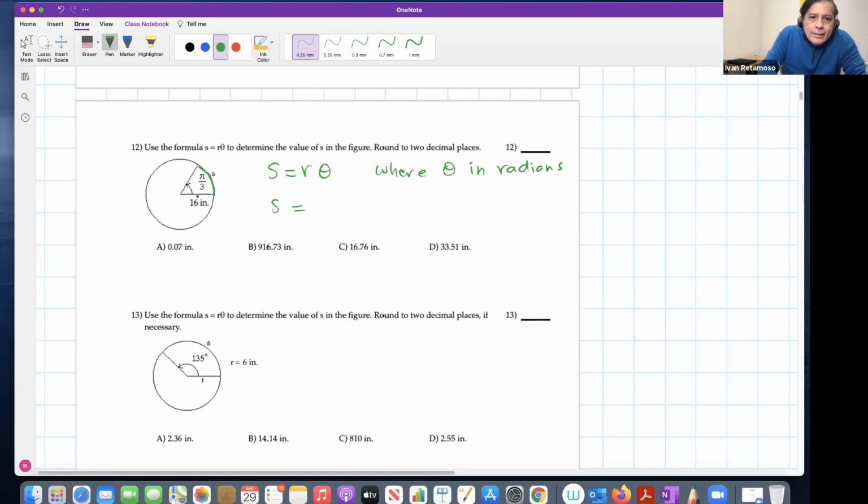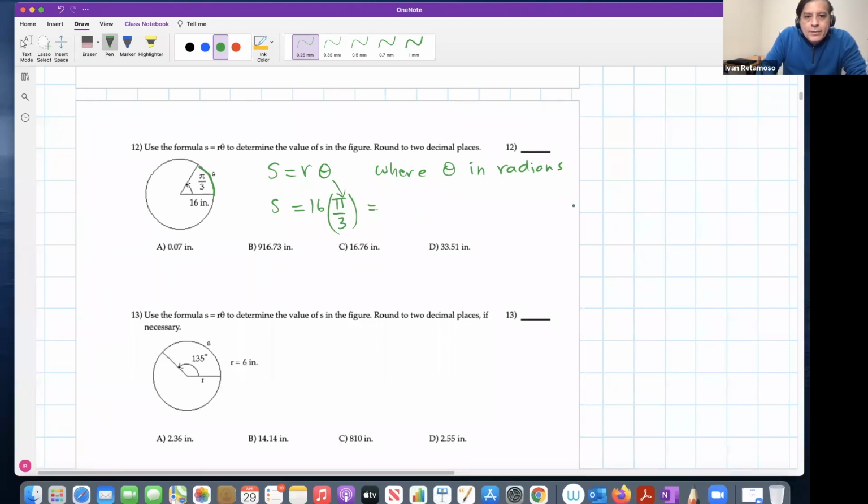How do you know, Professor, that this angle is in radians? Well, first of all, it doesn't have the little circle on the top. Second, when the units are not written, mathematicians have an agreement that the angle is in radians. And third, I see pi. When you see pi, guys, 99.9% the angle is in radians. So pi over 3 is the angle. I can substitute directly. The radius is given as 16 inches.